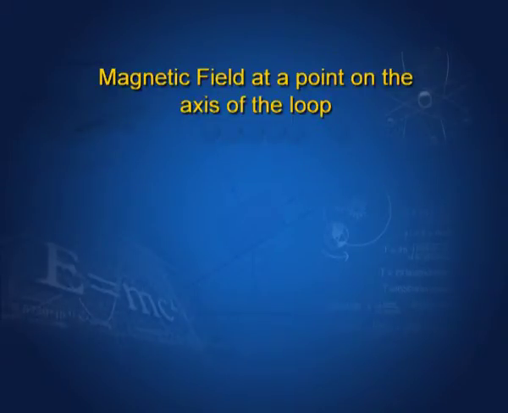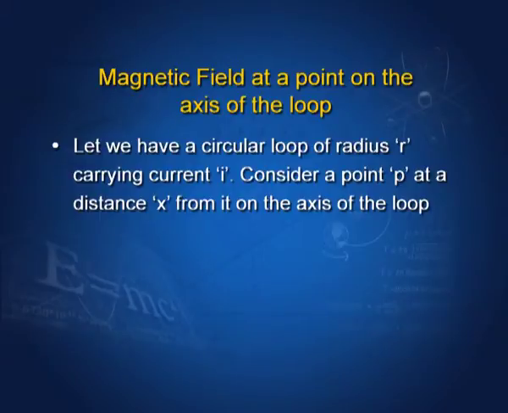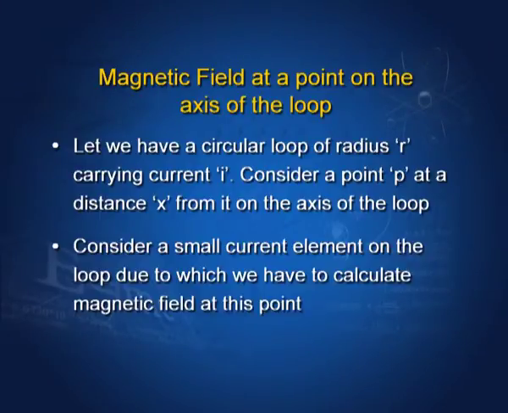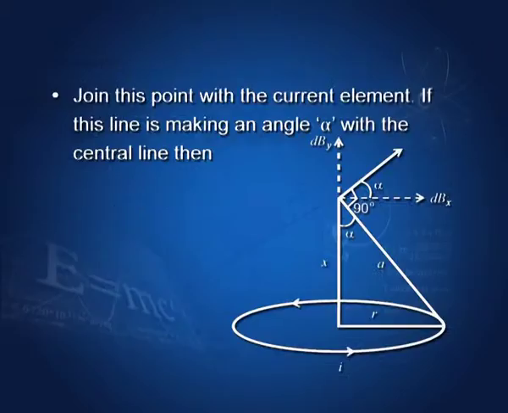So, the net magnetic field will be inward. Magnetic field at a point on the axis of the loop. This is the second application of Biot-Savart law. Let we have a circular loop of radius r carrying current I. Consider a point P at a distance x from it on the axis of the loop. Let we have a small current element on the loop, due to which we have to calculate the magnetic field at this point P. Join this point P with the current element.